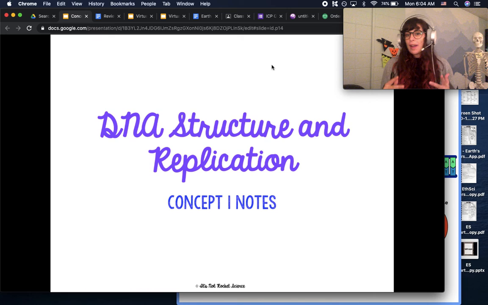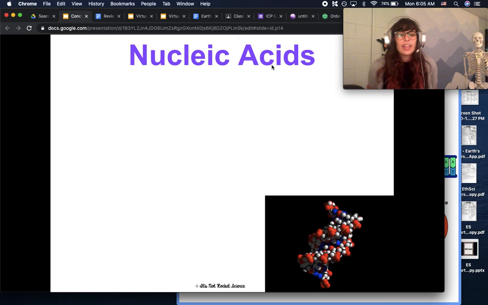So you've heard about DNA, you know that it's the genetic material, and it was one of our 4 macromolecules. Today we're going to figure out what's with its shape, what's going on in there, and how do we get more of it when we need it.